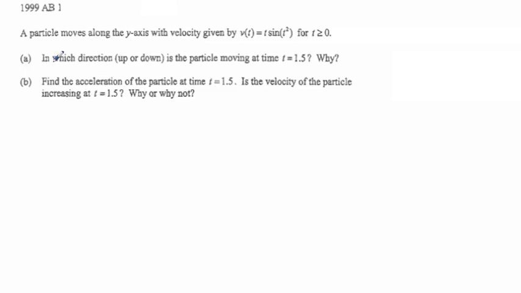In this case, we have a particle that moves along the y-axis with velocity given by v of t equals t sine t squared, for t greater than or equal to 0. In which direction, up or down, is the particle moving at time t equals 1.5? Why?